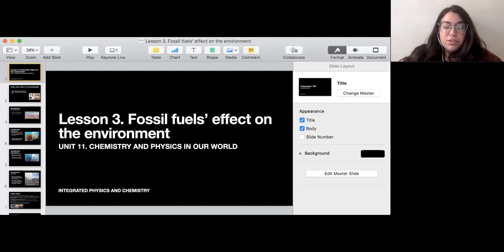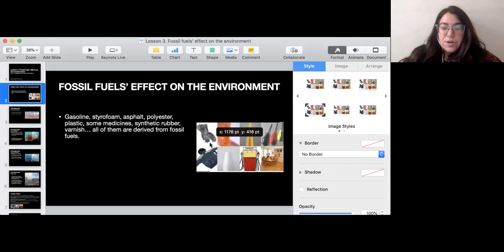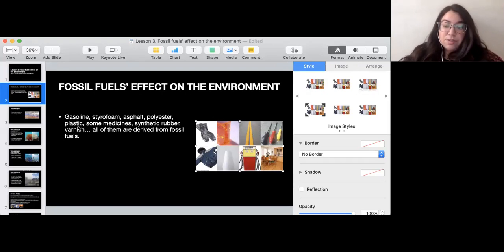Hi, today we're going to talk about lesson 3, fossil fuels' effect on the environment. All of the materials in this picture, synthetic rubber, styrofoam, plastic, gasoline, asphalt, polyester, varnish, even some medicines, are all derived from fossil fuels like oil, gas, and carbon.